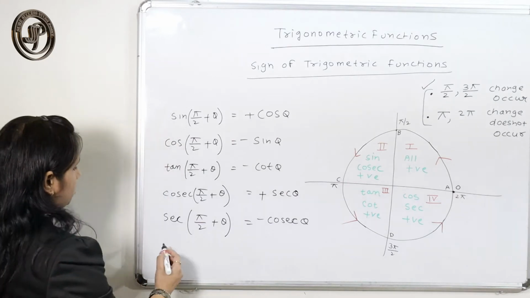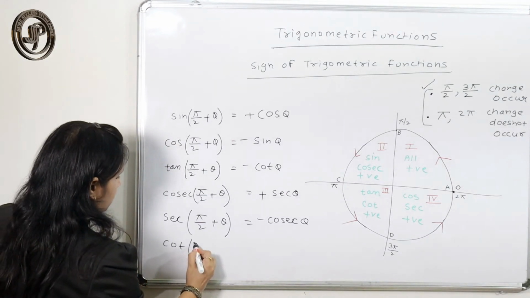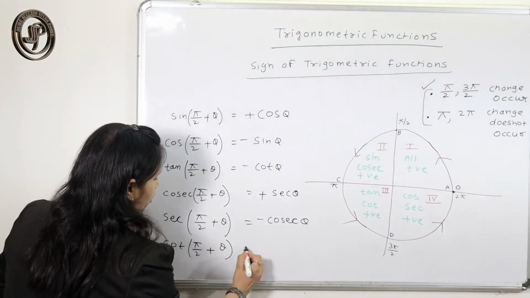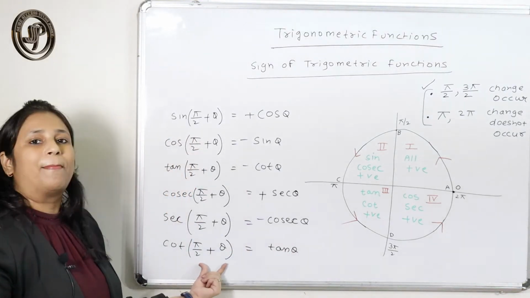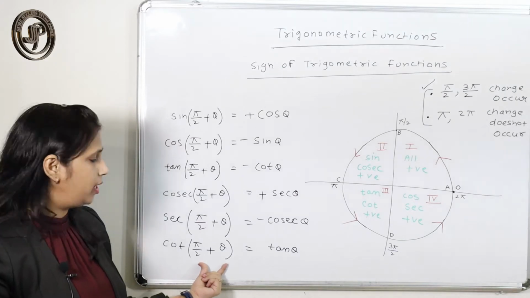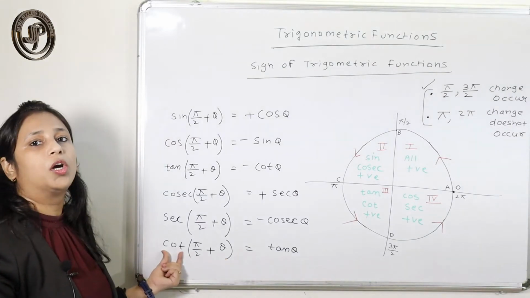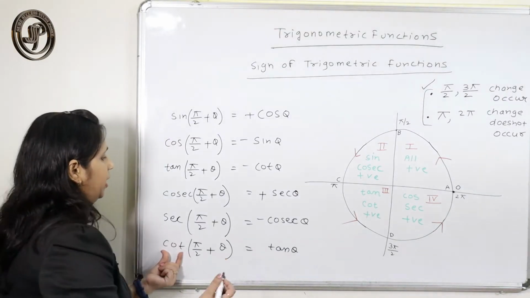Okay, the next is cot. We just left cot. So it is pi by 2, cot converted into tan, and pi by 2 plus theta means second quadrant. In the second quadrant, your cot is negative.